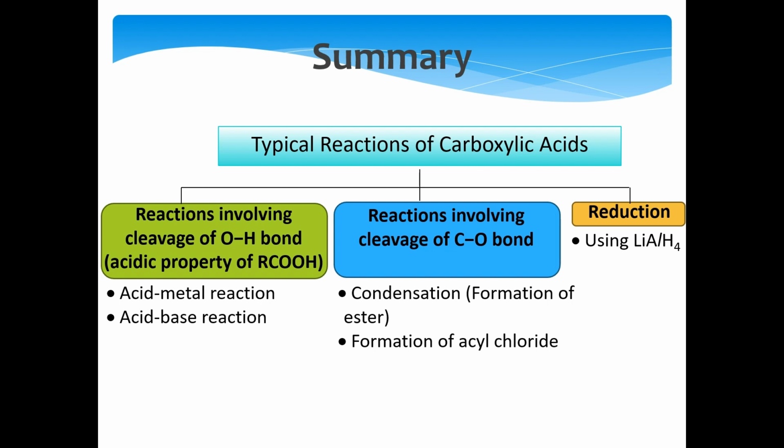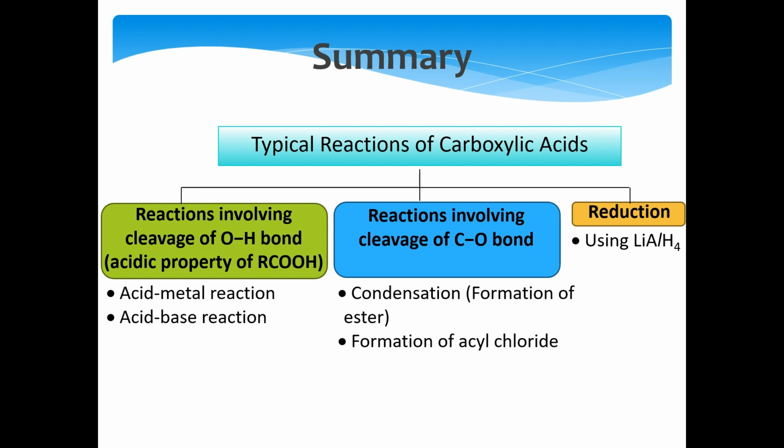Under these reactions, we learned about condensation reactions that carboxylic acids can undergo. Carboxylic acids can form esters with alcohols, and this is what we call condensation reactions as well. Carboxylic acids can also react with PCl3, PCl5, SOCl2 to give you acyl chloride. This is what we call nucleophilic substitution reactions. Lastly, carboxylic acids can undergo reduction using LiAlH4. They will then give you primary alcohols when they get reduced using LiAlH4.